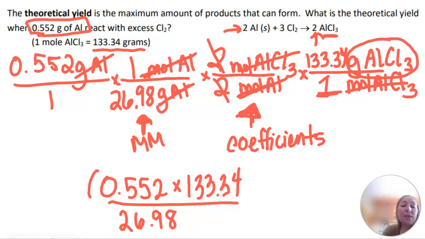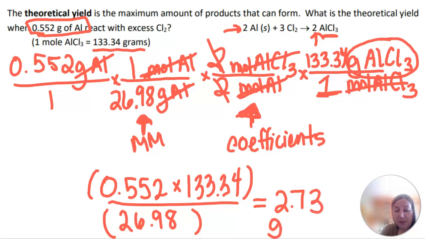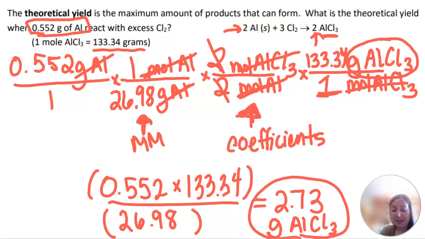Maybe you feel like, I don't feel confident when I'm going to need parentheses and when I'm not. It never hurts to put parentheses around a numerator and denominator. You won't go wrong that way, so you could try that. Whatever works for you, you should get 2.73 grams of aluminum chloride. So you can try that in your calculator right now and make sure you get the same answer that I did. All right, I have one more theoretical yield problem for you.